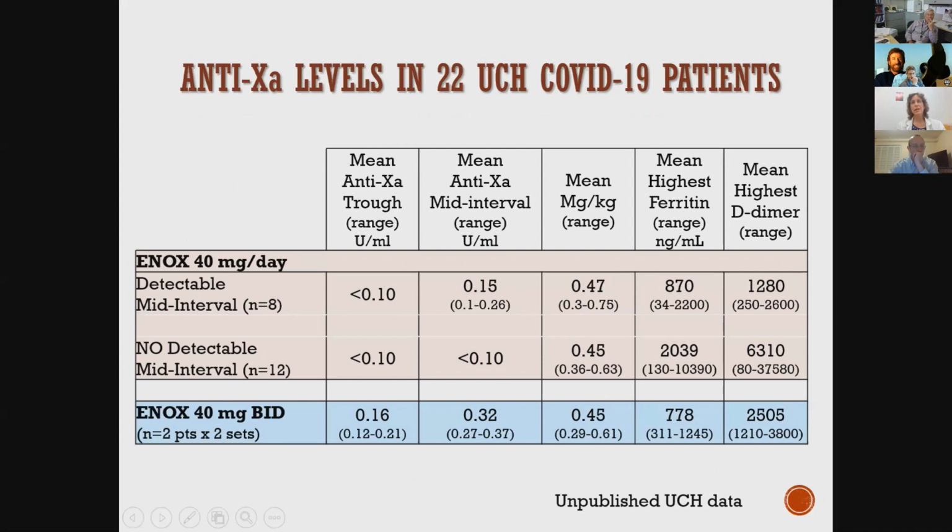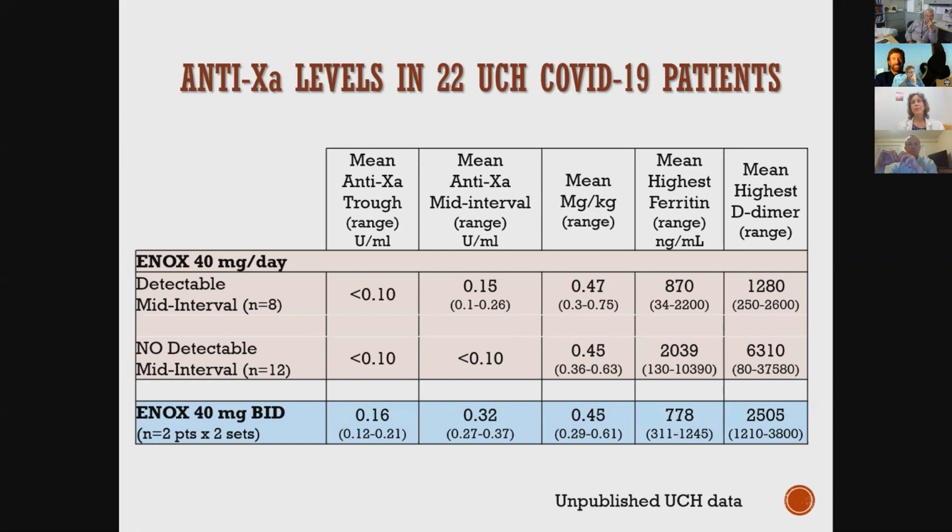And what you can see is that in a significant part of the cohort, we could not detect heparin activity, for what that's worth, in a subset of patients receiving enoxaparin once a day. And in another subset, we could detect it, but only at mid-interval, not at trough. And the discerning difference was, I'm sorry to say, a D-dimer. You could only find detectable heparin in these very small samples if the D-dimer was less than 3,000, a number that resonated with the Wuhan data we discussed earlier.